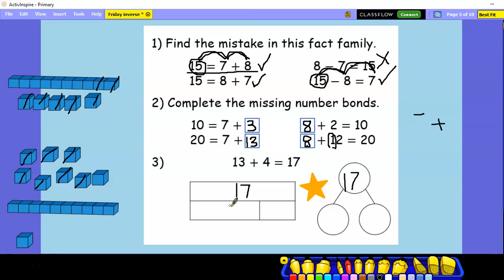And the parts are 13 and 4. The parts are 13 and 4. Ooh, okay.